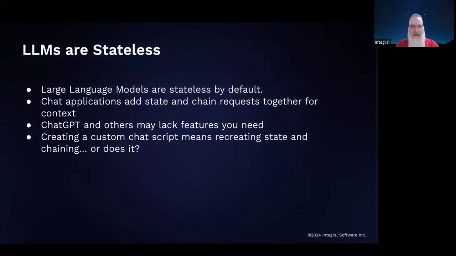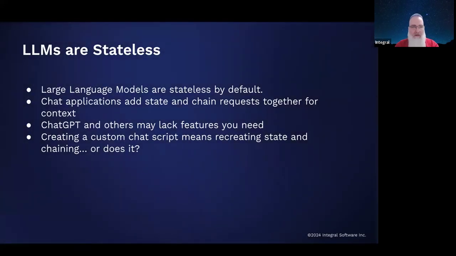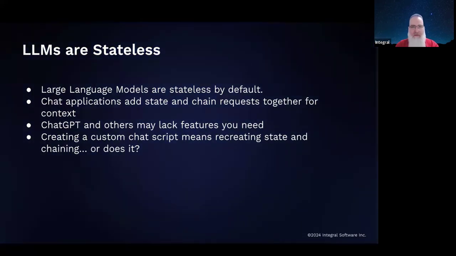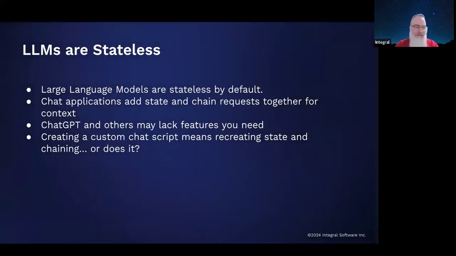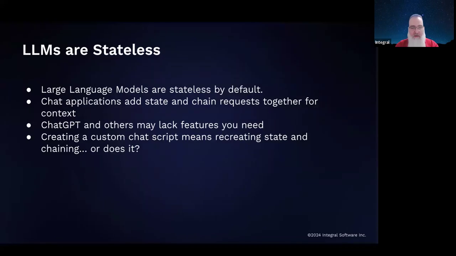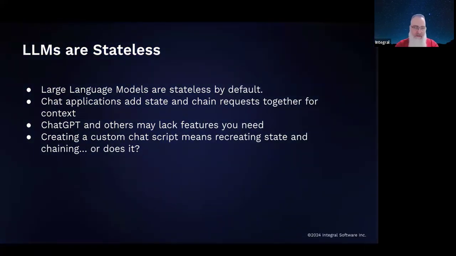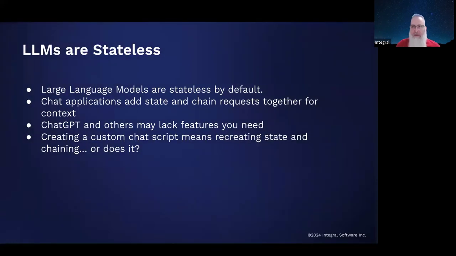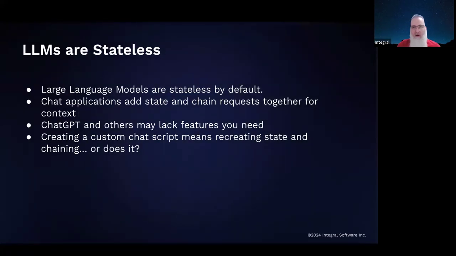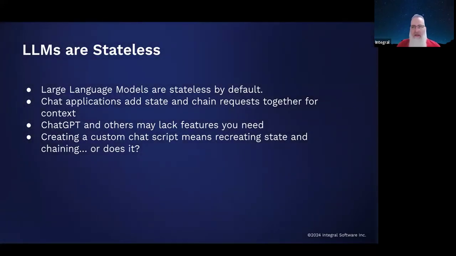If you use an LLM via an API, you lose that context that comes naturally with something like ChatGPT, where they have built that outside of the API for you. So, chat applications add that state and they chain the requests together for their context so that it feels a little bit seamless. However, if you look at ChatGPT, especially if you've used early versions of it, you may have recognized that in a long-running chat, and this is more evident with something like code, it forgets things. It loses some of that context.